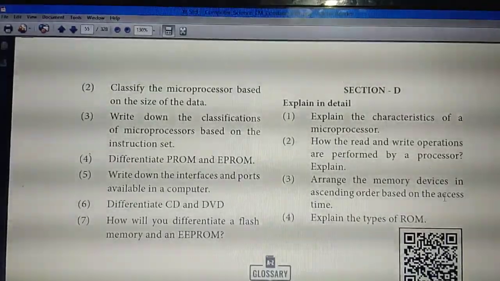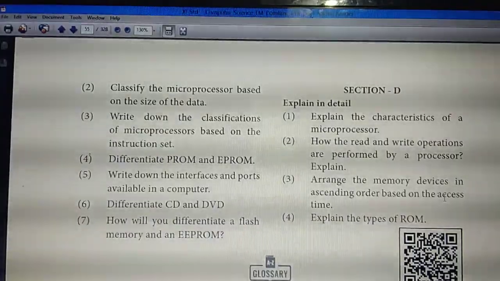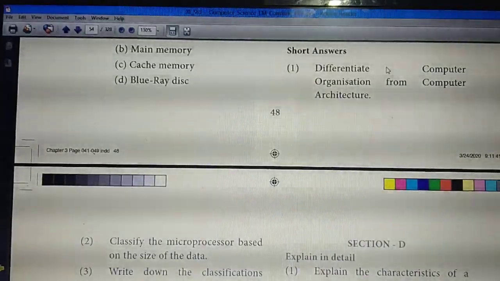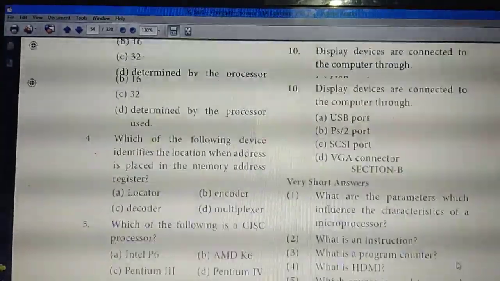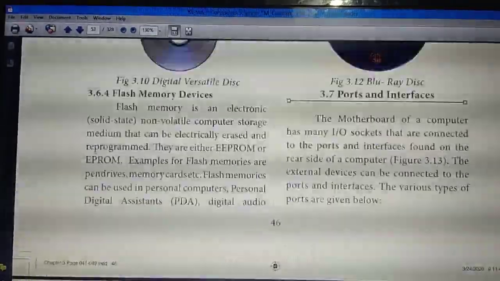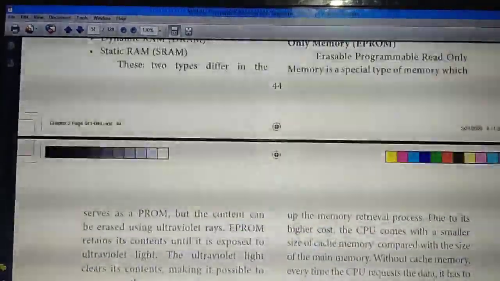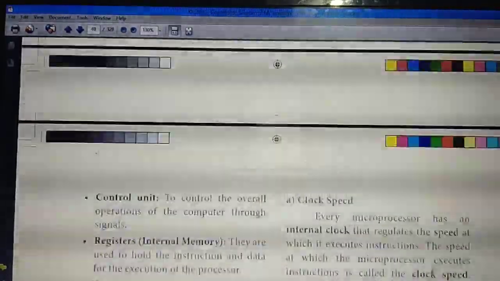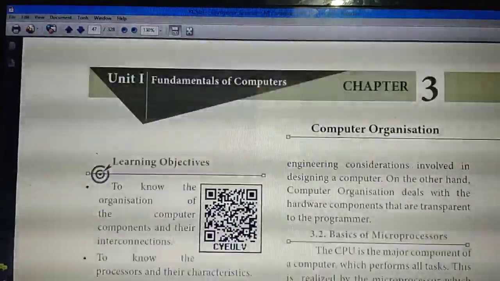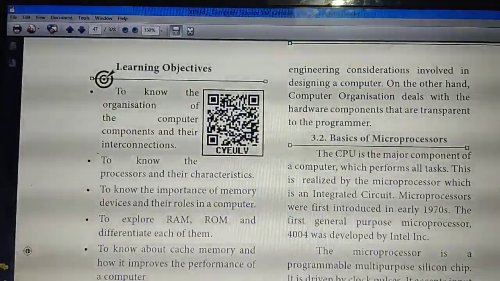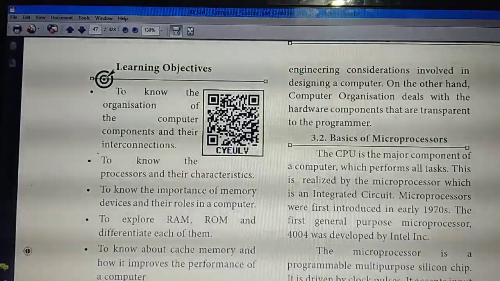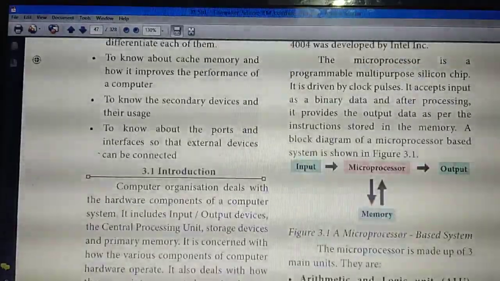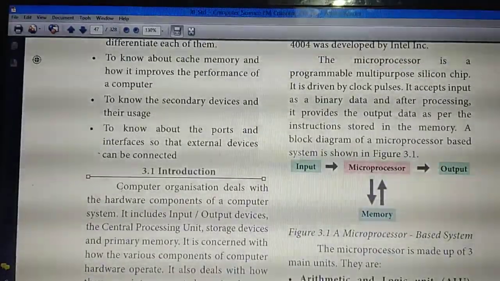Have you all written? Now we are going to mark the question answer. First question, differentiate computer organization from computer architecture. If you take page number 41, from here you mark. Starting from here.